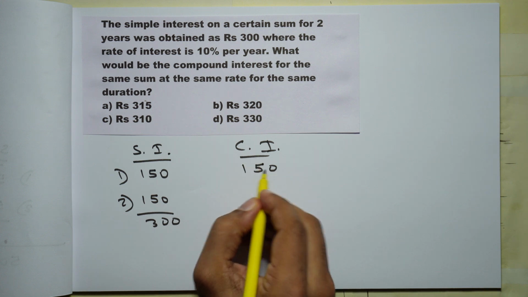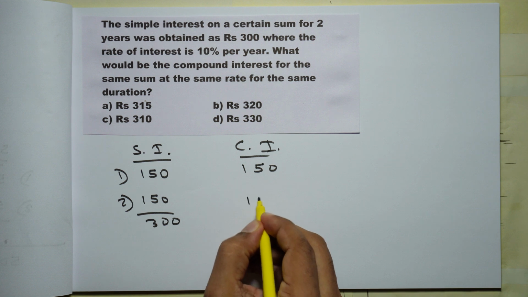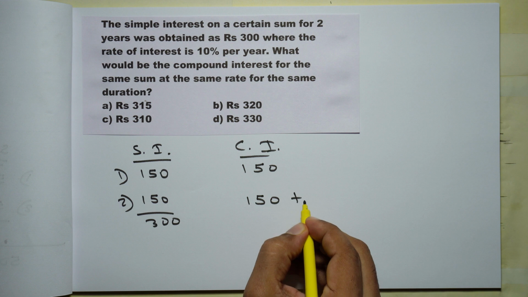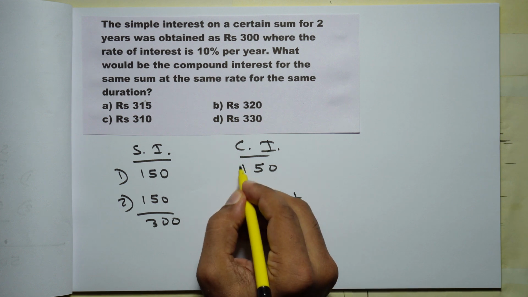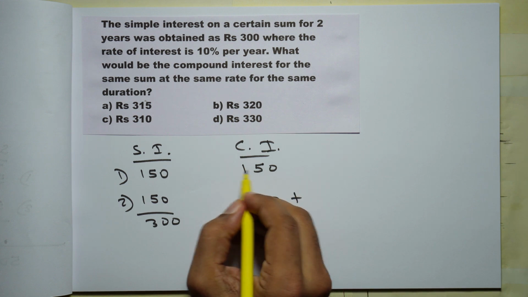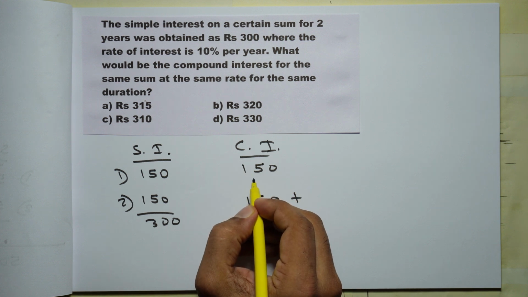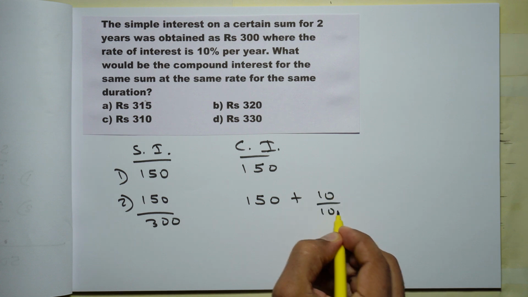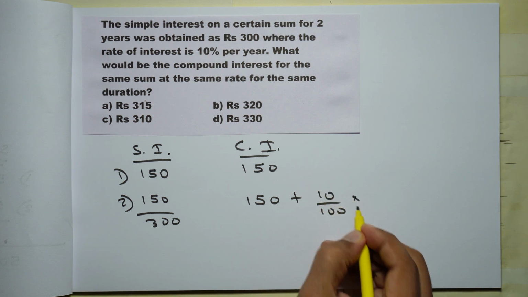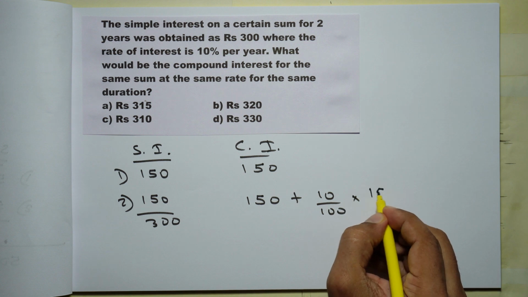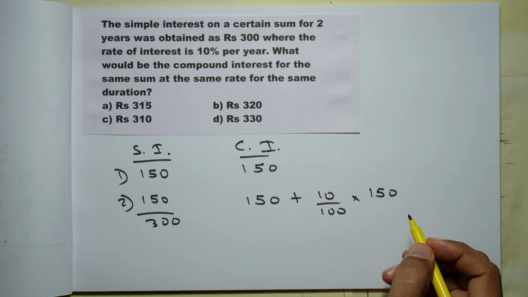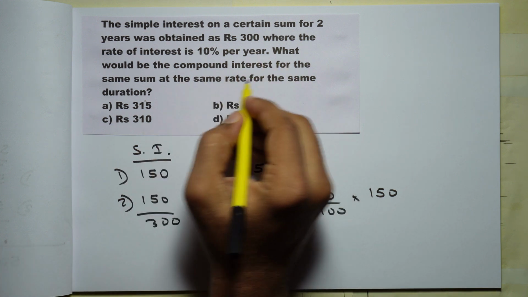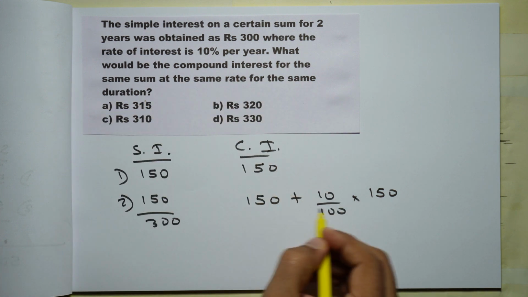Now we will calculate the compound interest for the second year. This 150 you will get, that is R% of the principal, and extra that you will be getting is R% of first year's interest. That is R% of this 150 also you will be getting. Now rate of interest is 10% per year. So extra that you will be getting is R%, that is 10% of first year's interest. 10% of this 150 also you will be getting. So this is a compound interest for 2 years. So what is the compound interest for the same duration? That is for 2 years.